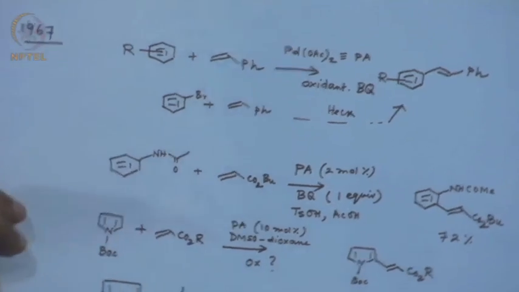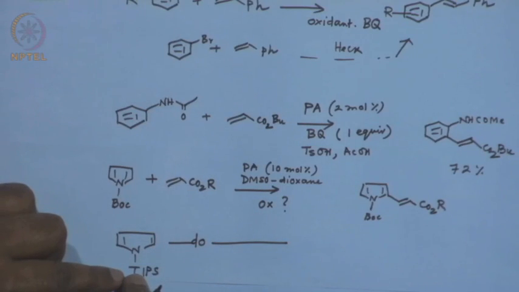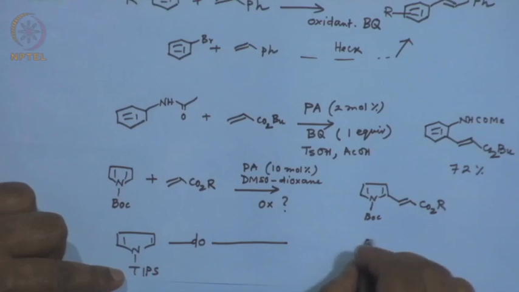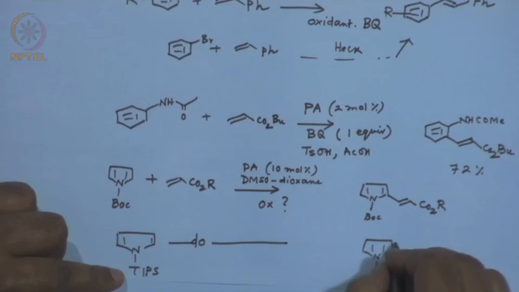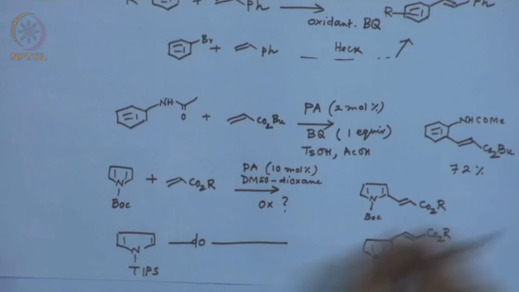So, what do you expect? Same conditions, only thing we have put a silicon here, triisopropylsilane, at the 3 position. Actually, yes, and the yield is not mentioned, but it is supposed to be a very good yield. So, what boils down to is that it is not required to study Suzuki, Heck and all these things. That means, you can do without metals.